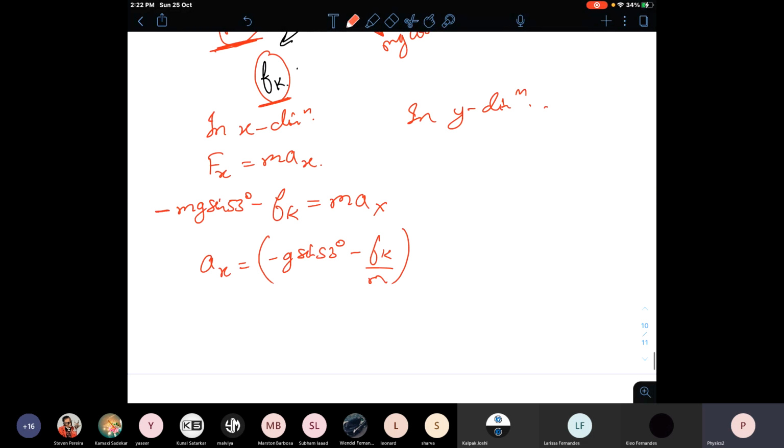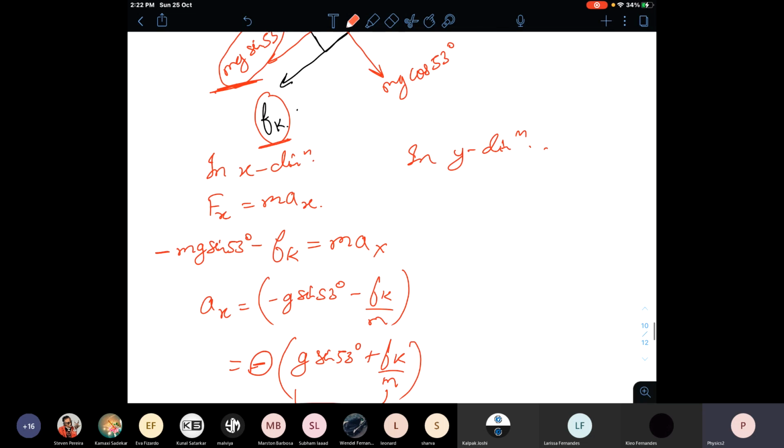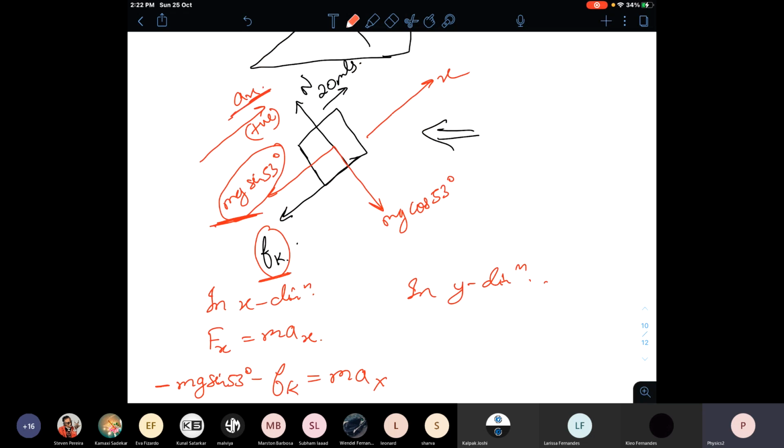From here you can safely say that the minus sign can be taken common. It will be minus of g sin 53 plus fk by m. Now you can see that this complete term is positive, whatever happens, and it is being multiplied with a negative sign. That means you have acceleration as negative. Negative acceleration means that the direction I had assumed for acceleration was wrong. My acceleration should have been in the opposite direction.